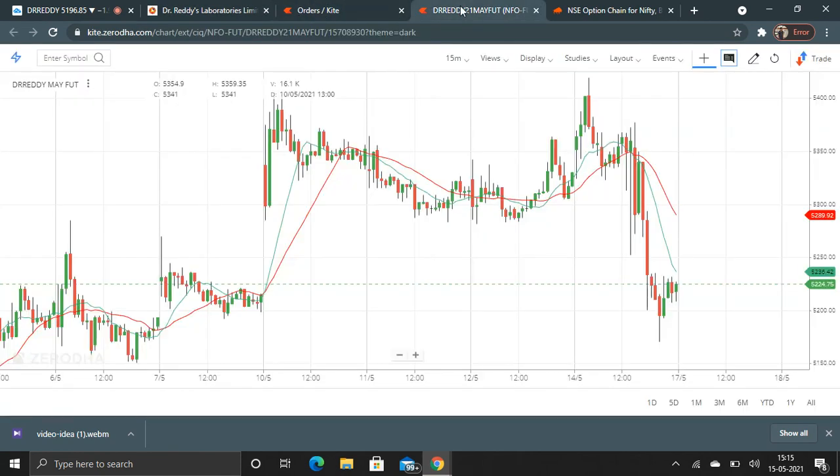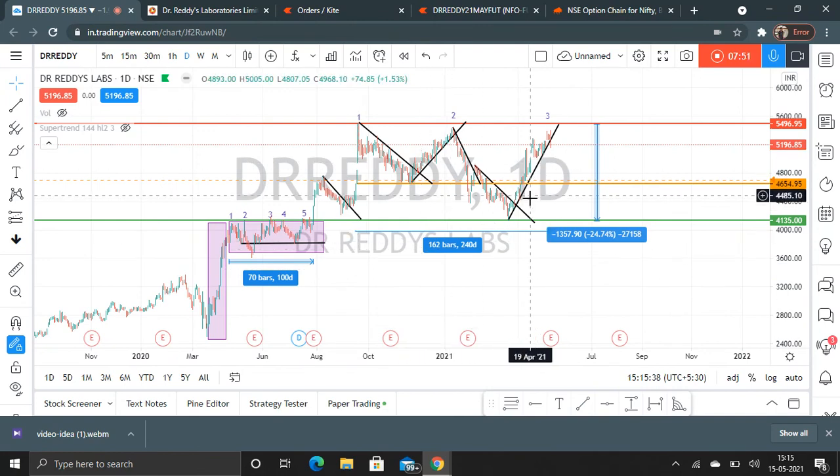So I hope you understand the analysis. This is only for education purpose. I am not a SEBI registered qualified advisor.